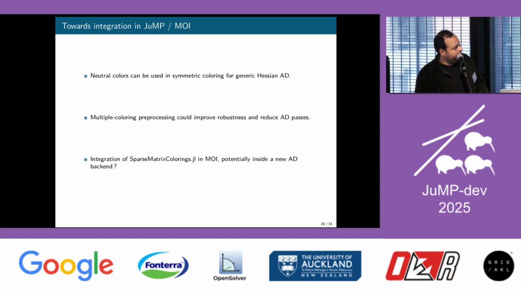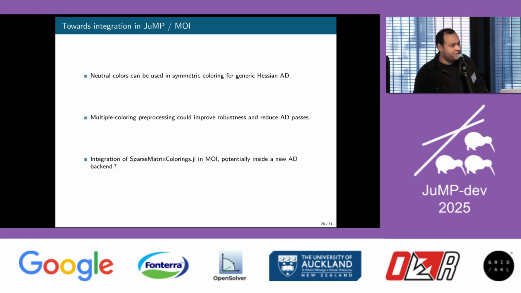And yeah, what I can suggest is, can we potentially do a new AD backend, where we rely more on this package, or find a way to benchmark what we have against what it can bring in JuMP. So this was the first part about the connection between coloring and JuMP and MOI.